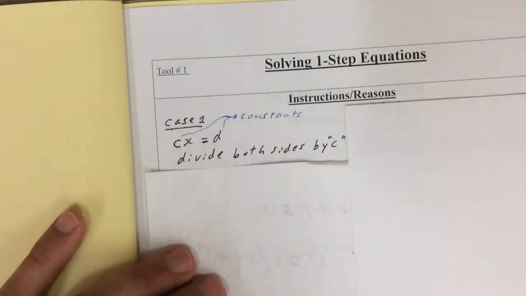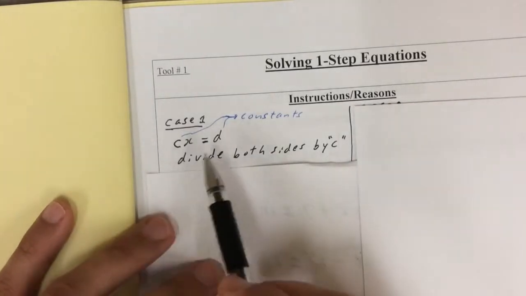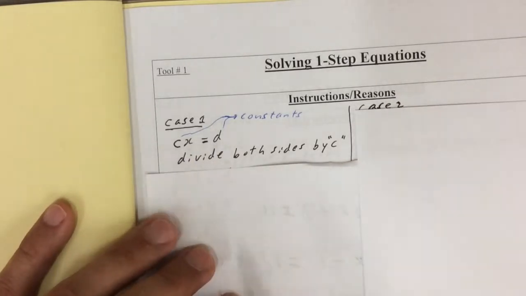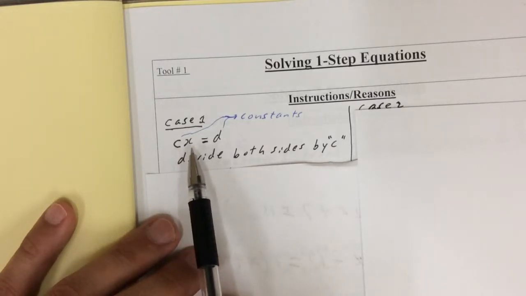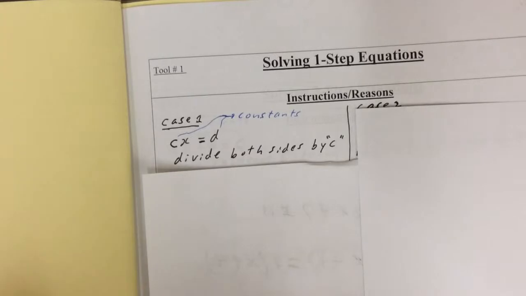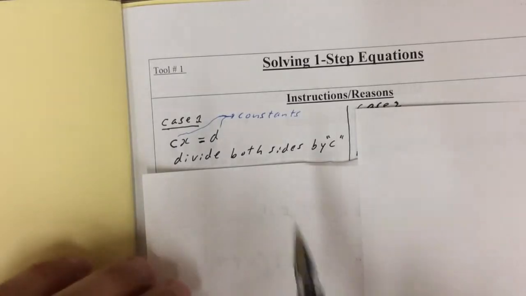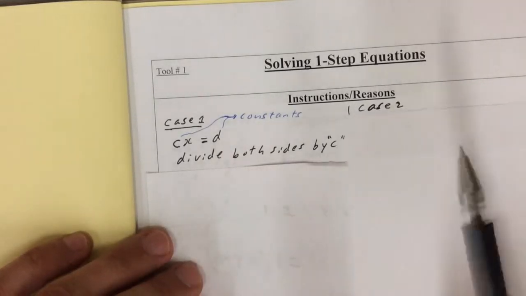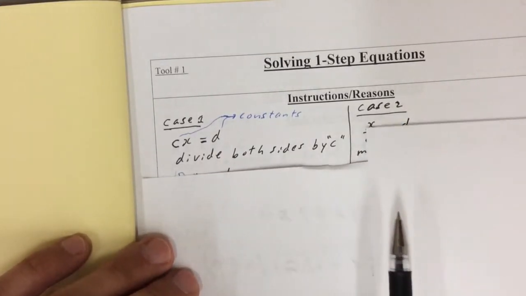So case 1, well, you have something times x equals something. They're both constants. The c and the d are constants. Now, if you've got c times x, how do you get rid of a times? You divide. And in solving equations, there's one main rule. Whatever you do to one side, you must do to the other. So you can't just divide one side by c and keep the other one the same, because then they're not equal anymore. Okay, so you must preserve the equality sign, which means whatever you do to one side, you must do to the other. Okay, so divide both sides by c.